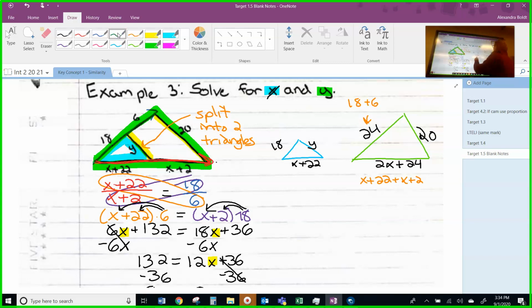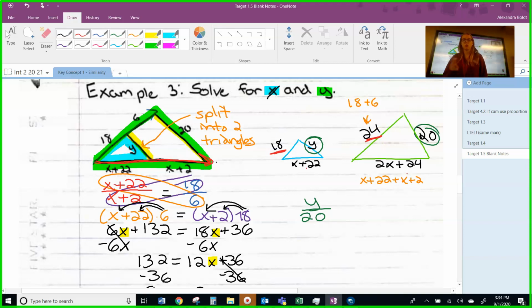Now I'm solving for y. So I'm going to have y over 20. Now again, I get to choose any other side I want. So I could choose 18 over 24 or something with these crazy x's. The simpler one to me seems to be 18 over 24. Again, you want to make it as easy as possible. Don't choose more complicated things. So we have 18 over 24.